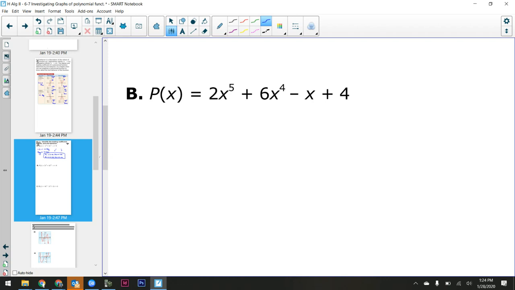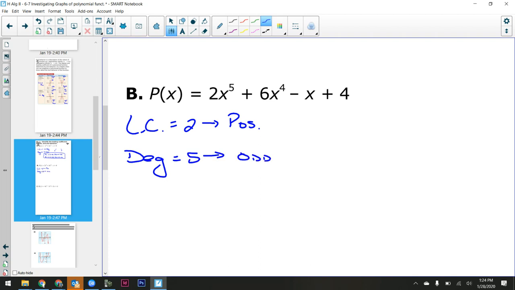So we've got p of x is 2x to the fifth plus 6x to the, I don't really care, because we're talking about just end behavior. So what's the important piece here? What's my leading coefficient? It's 2, which is positive. The degree is 5, it's odd. Positive odd.